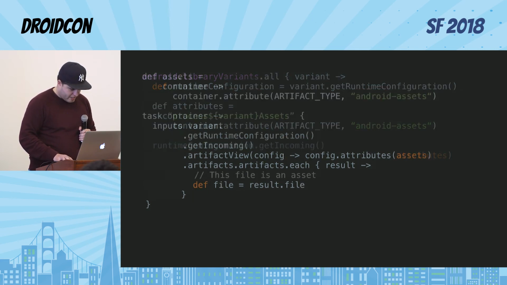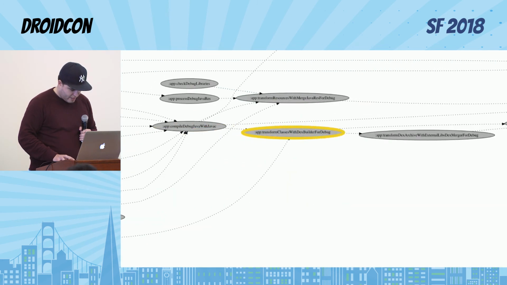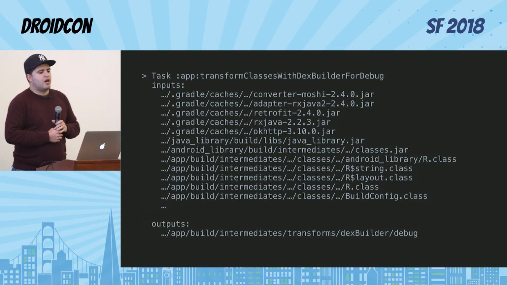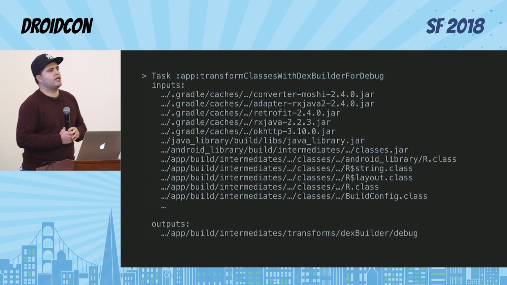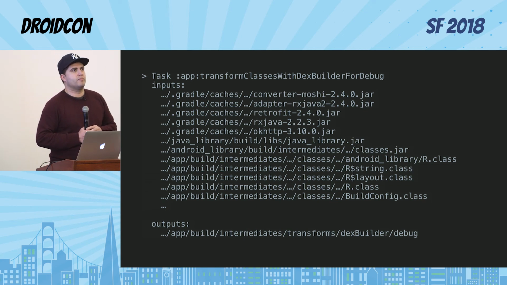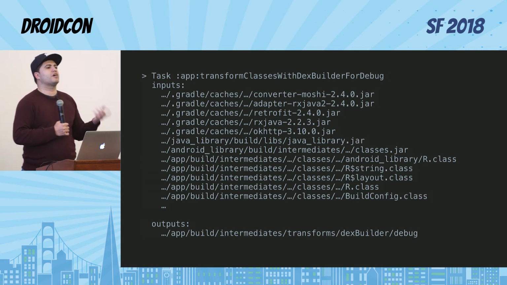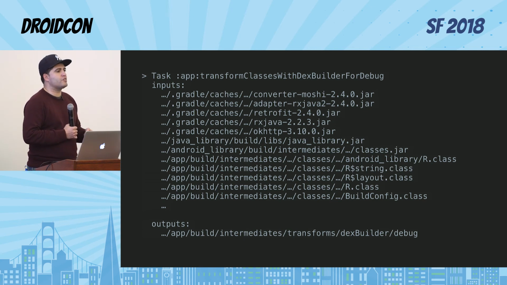Okay, I am running out of time. The last thing I want to mention is the transform API. Jake gave a good talk at droidcon NYC about D8 and R8, so I'm not going to go into the details of that, but one of the things that's interesting is you could write your own bytecode transformations if you wanted to. D8 and R8 do it.